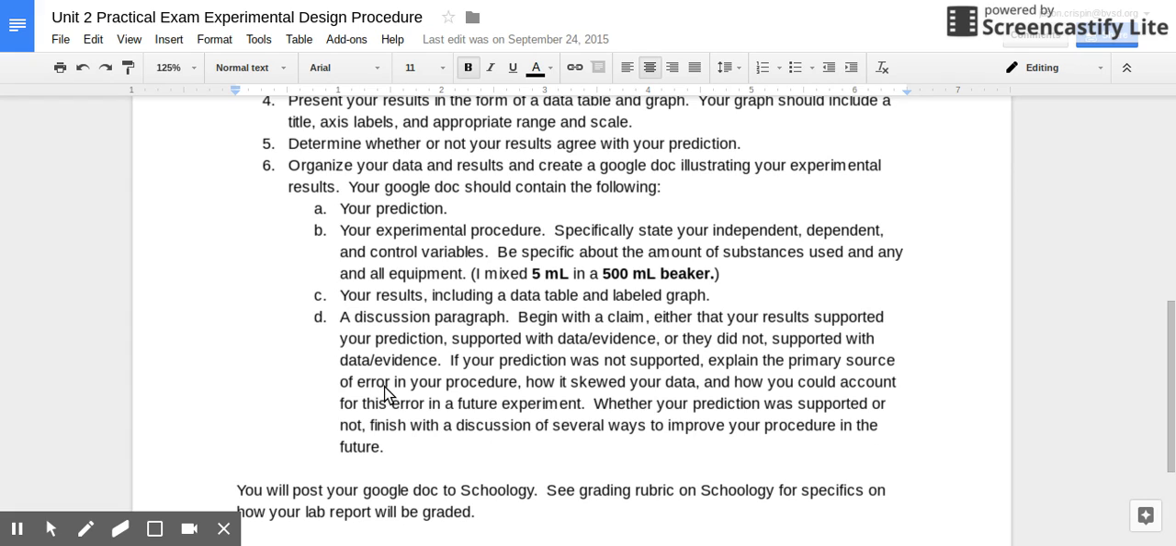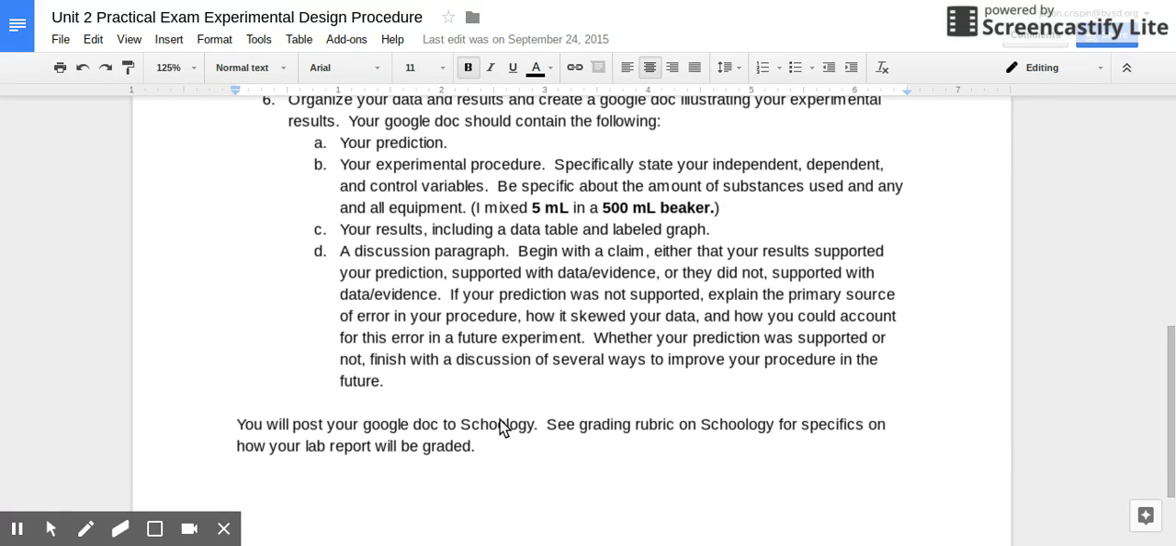Looking at some primary sources of error and how it skewed your data. So not just saying, oh, well, we measured wrong. Oh, really? Okay. Well, how did you measure wrong? Did you measure too much, too little? And if that's the case, how would that have made your data incorrect? How can you account for this error if you were supposed to do this again? So if you were going to do this experiment again, how would you get rid of that source of error?